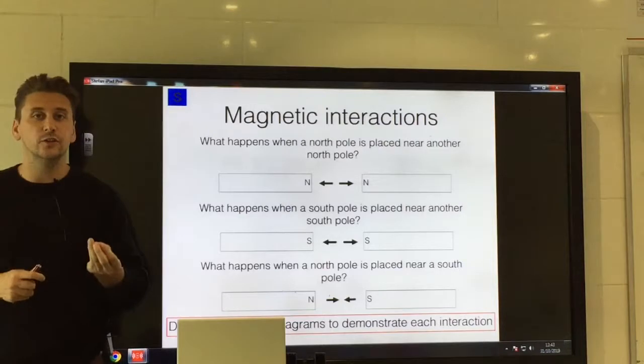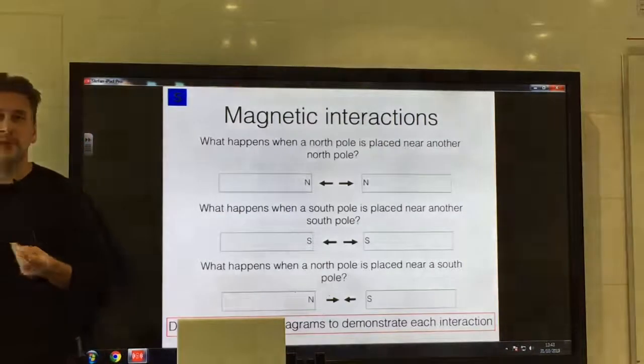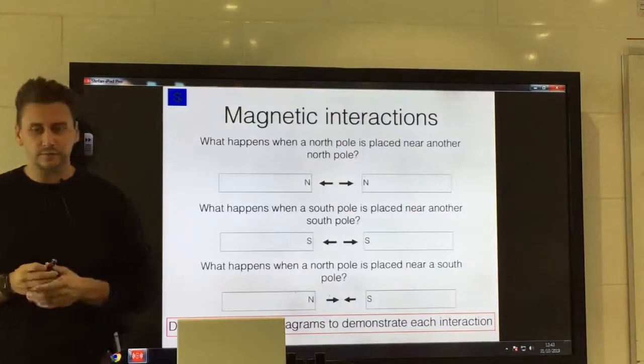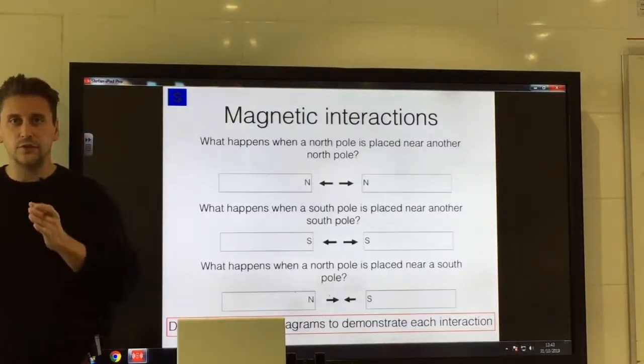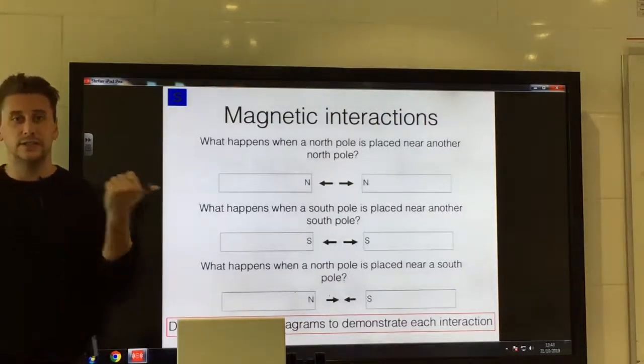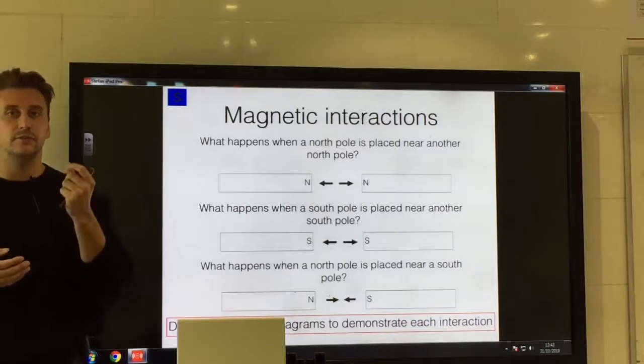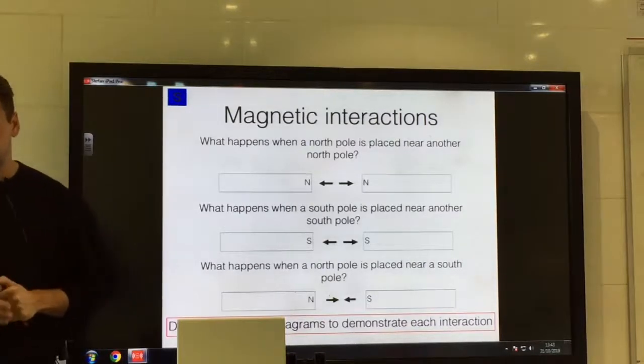According to Newton's third law, if there is a force applied on magnet A by magnet B, then there is a force applied on magnet B by magnet A. Okay, so each force is the same size but in opposite directions. So if it's repulsive, it's outwards, and if it's attractive, it's inwards. So north-north and south-south repel, and north and south attract.